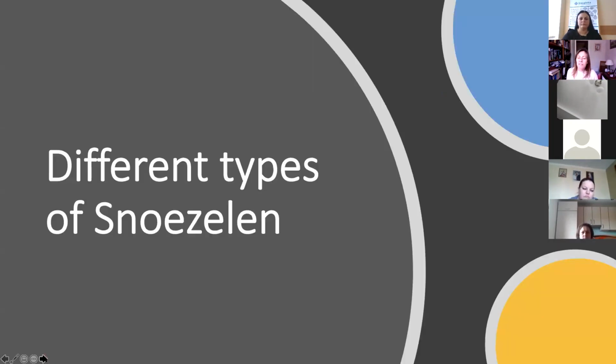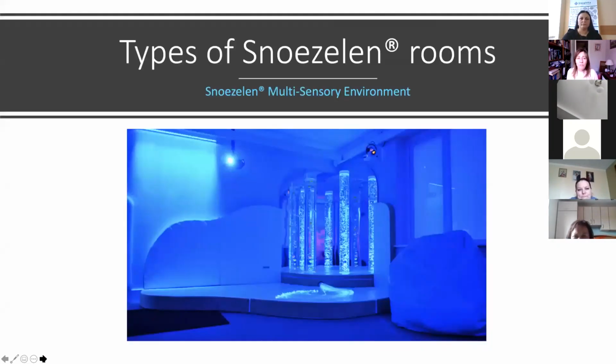So what other kinds of snoezelen rooms are we aware of? This is the more conventional one that you've seen before. So this one is your conventional room with optic fibres and bubble tubes, mirrors at the back to create the sense that there's more bubble tubes there. So it looks like a forest of bubble tubes.